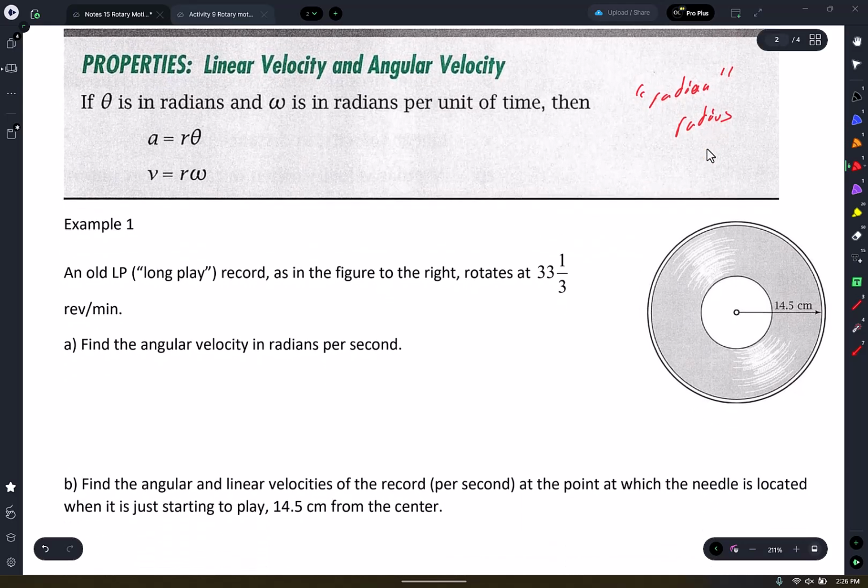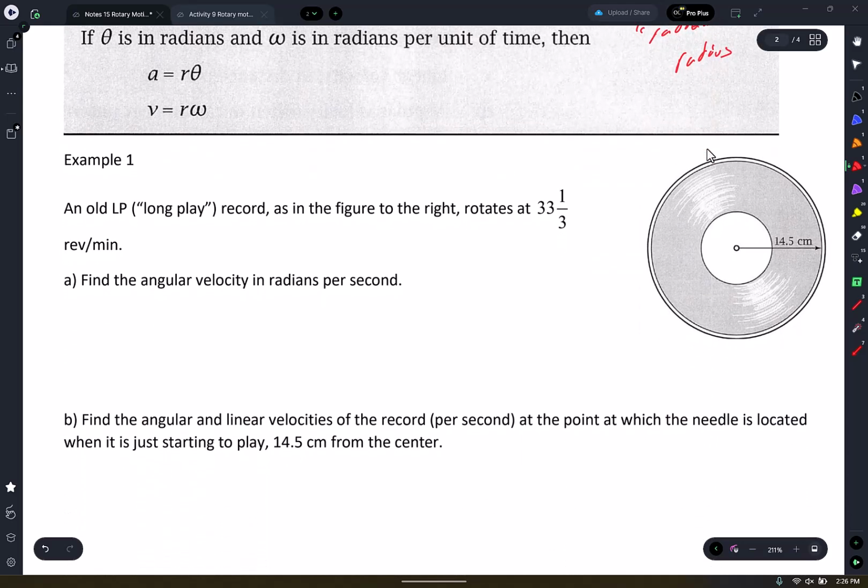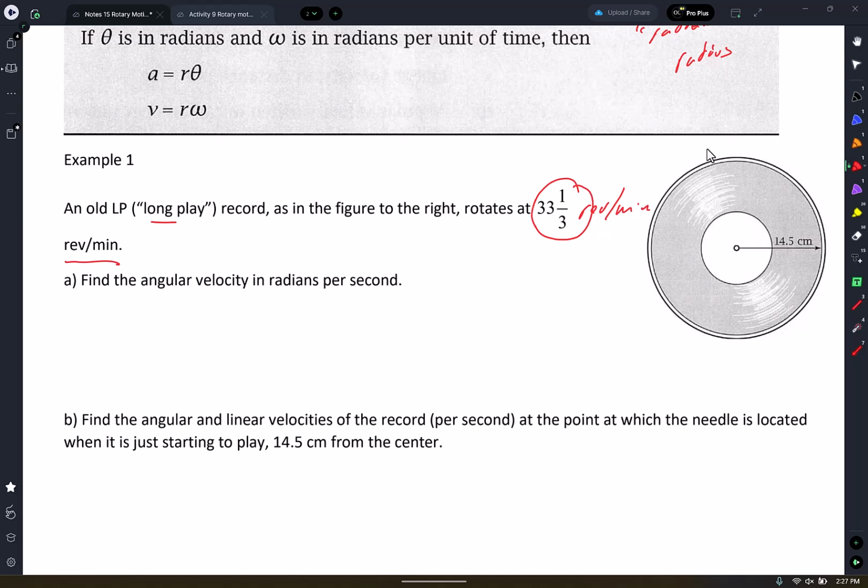Here we go, guys. Example 1. It says, an old LP long play record, as in the figure to the right, rotates at 33 1/3 revolutions per minute. Find the angular velocity in radians per second. Well, this already is an angular velocity, but it's in revolutions per minute. They don't want revolutions per minute. They want radians per second. So here's how we're going to do it.